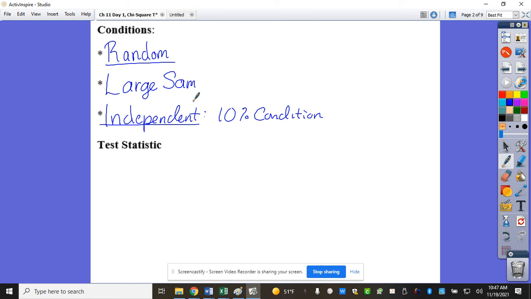One book says large size, and one book says large sample size. I want to make sure I'm writing the one that your book says. Yeah, it says large sample size. And I know you don't know what this means yet, but all expected counts.